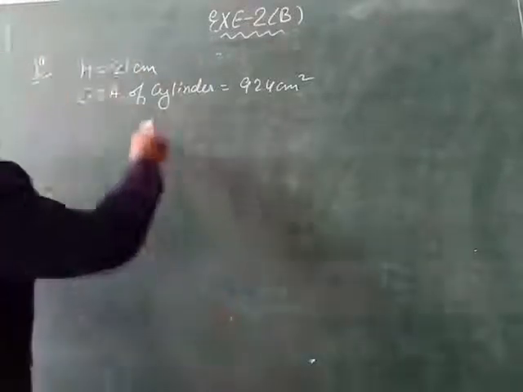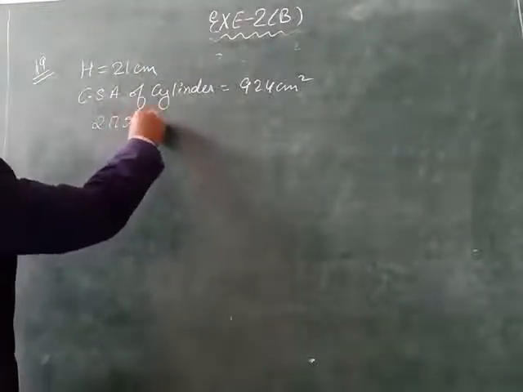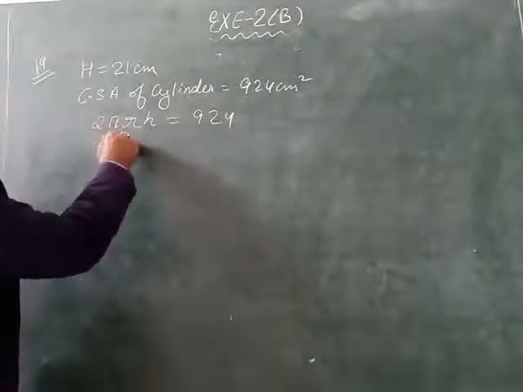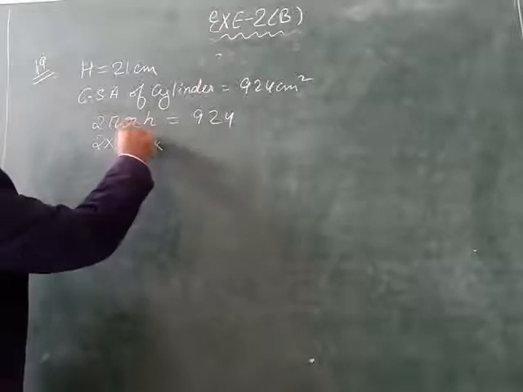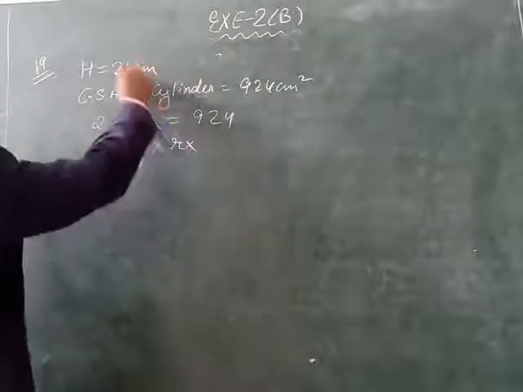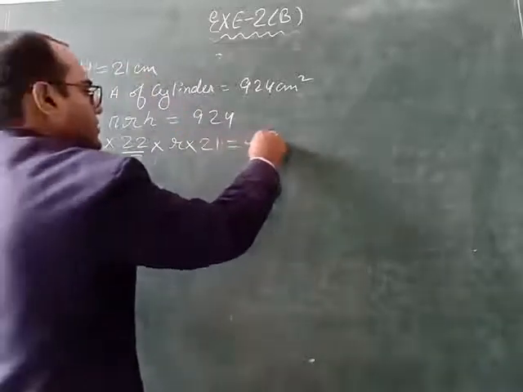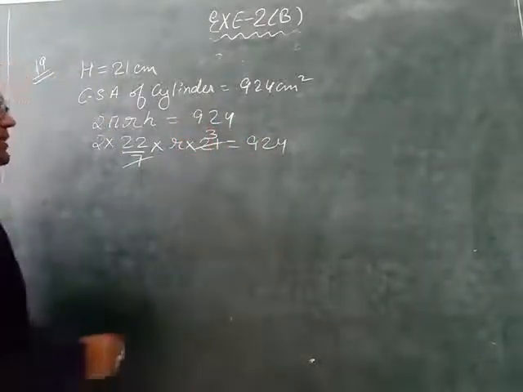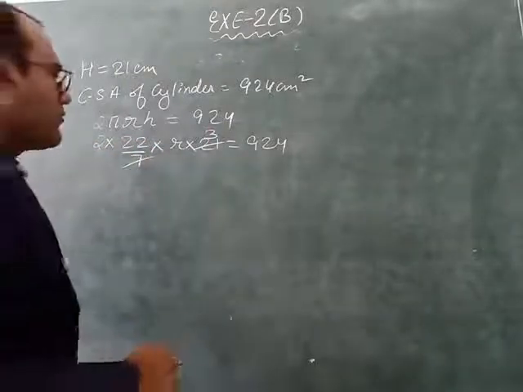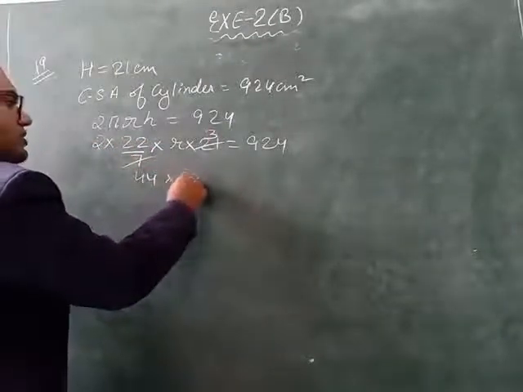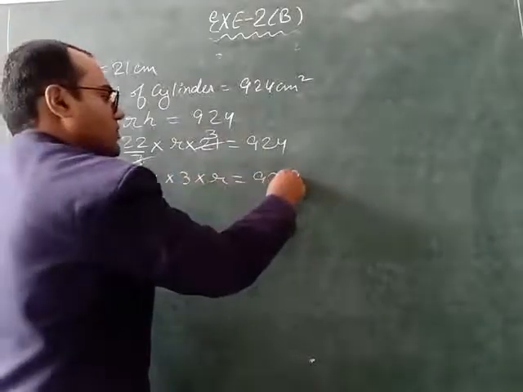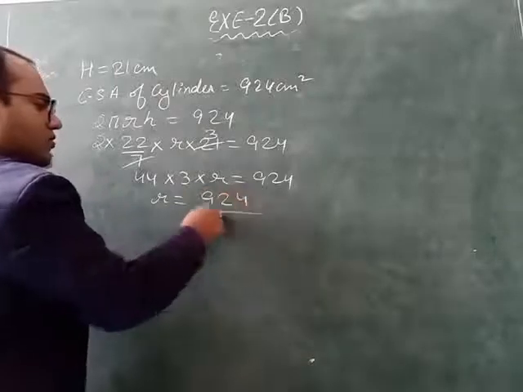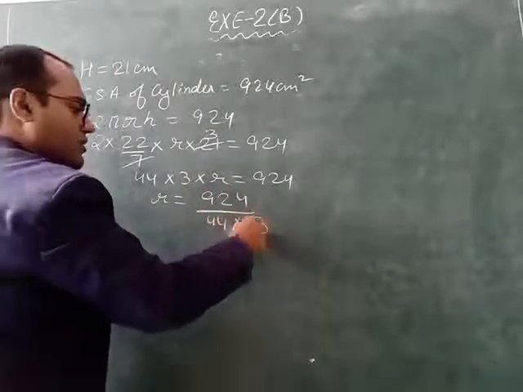Now the curved surface area formula is 2 pi r h is equal to 924. The 2 pi value is 22 upon 7. R we don't know. H value is given, 21, is equal to 924. On cancelling these two we will get 3. 22 into 2 will be 44. So 44 into 3 into R is equal to 924. Now if we find the R value, we will get 924 upon 44 into 3.